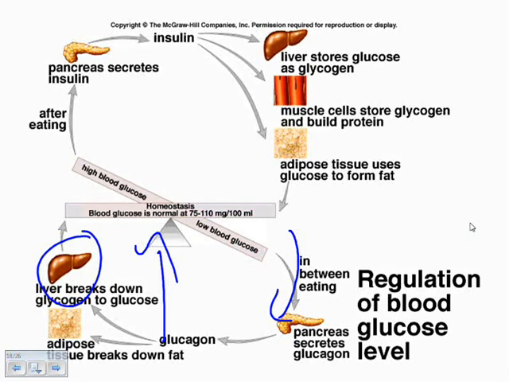Which diet doesn't do that? Yeah, it can. Sure can.